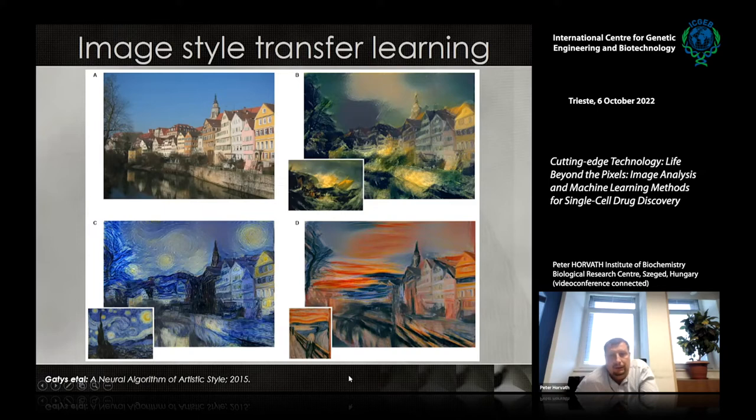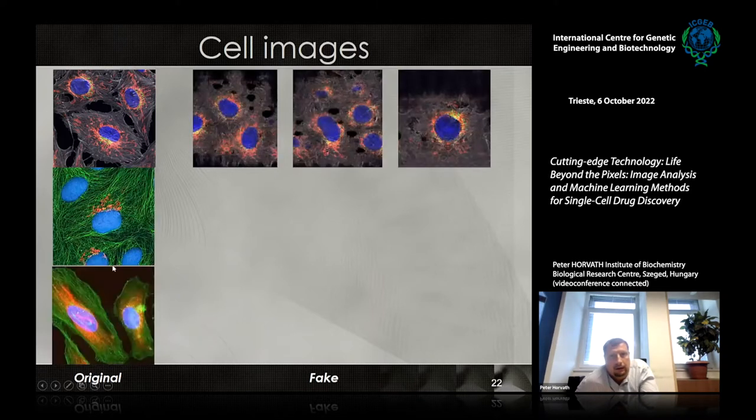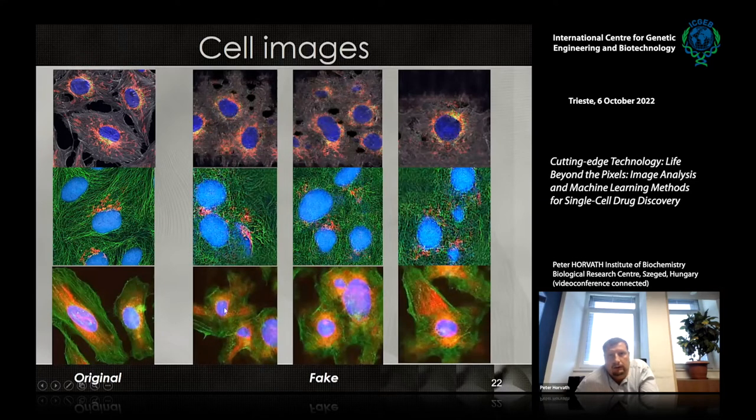So we said, if you can do it for paintings, probably you can also do it for biology, and we can create artificial images, but artificial images so that we exactly know what we want to see. So we started to collect real microscopy images, and we said that I would like to have a cell here, here, and here. And then we start to generate large quantities of data. And the machine started to generate realistic looking images. And we trained our algorithms with these realistic looking images.